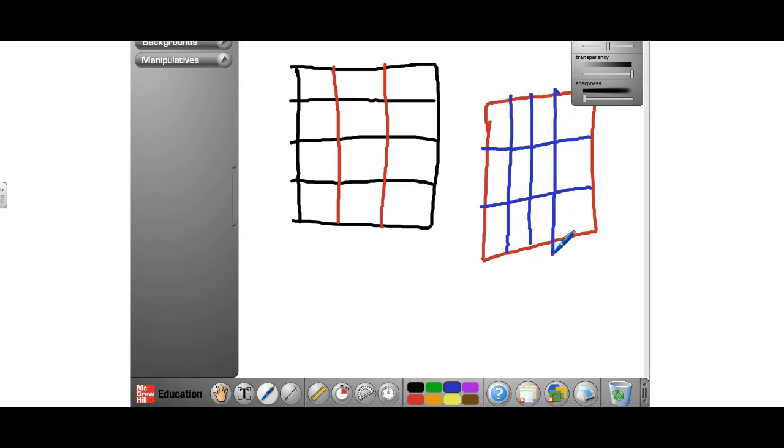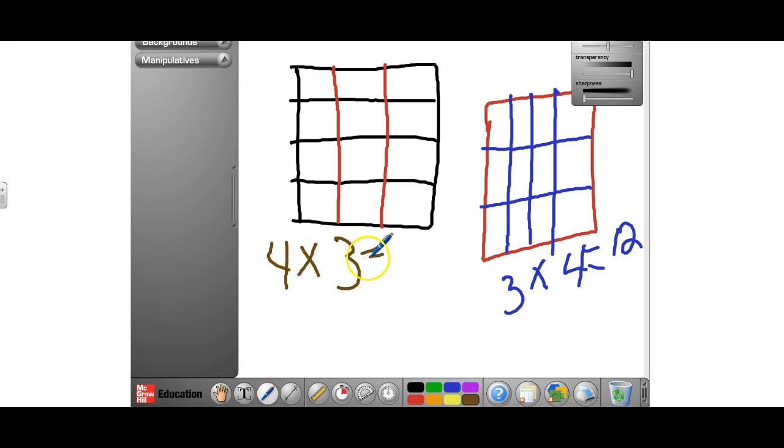Okay, so how many do I have total still? 12. So this one I have 3 rows, okay, with 4 in each row. That would be 3 times 4, which is still 12. This one, however, I have 4 rows with 3 in each row. That's 4 times 3, which is also 12. Okay. 2 different arrays, but the same product. And product is a term for a multiplication answer.